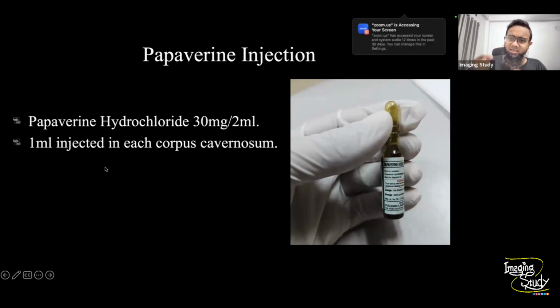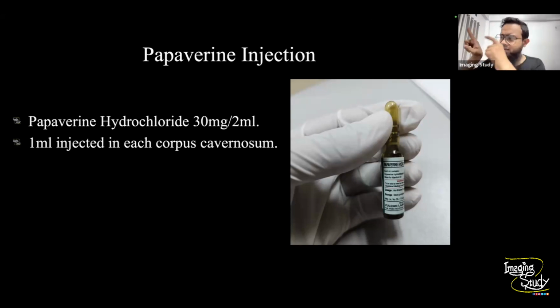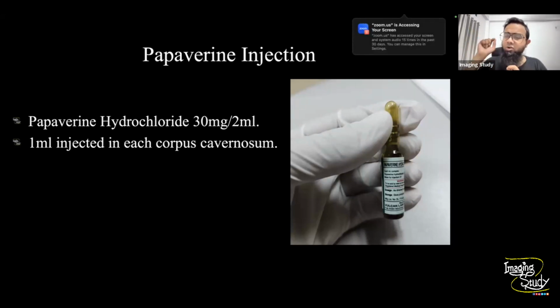So we use the insulin syringe, the 100 unit insulin syringe. Each 100 unit insulin syringe has 1 ml capacity. So we took the 1 ml injection per syringe, and then we inject into the corpus cavernosa. We inject at the root level of the corpus cavernosa of the penis. So just at the root level, we inject it into the corpus cavernosa. 1 ml, 1 ml, 2 ml in 2 parts.